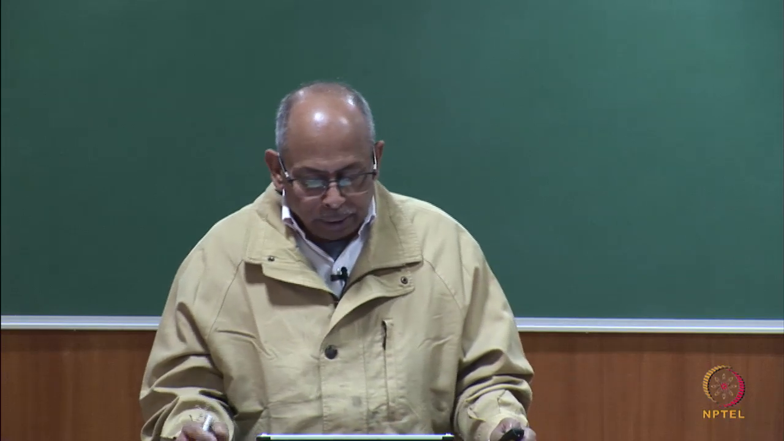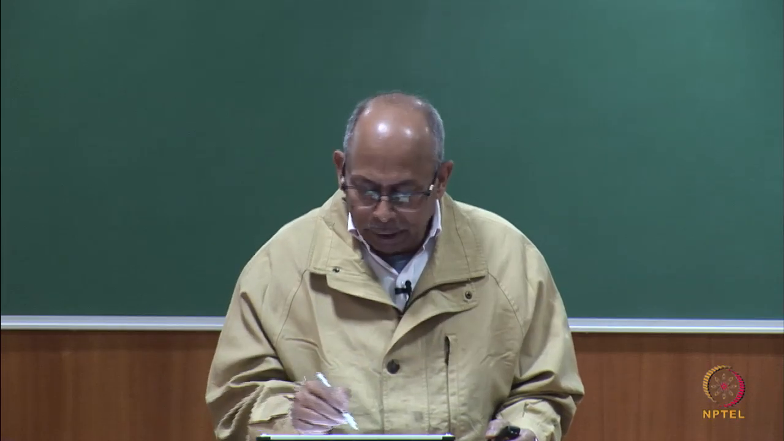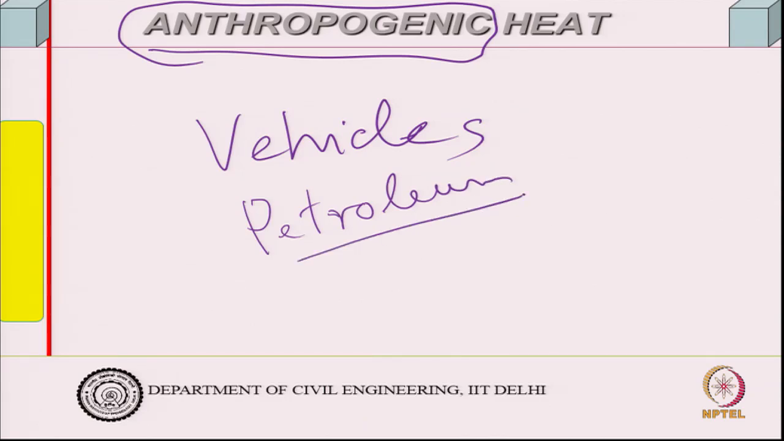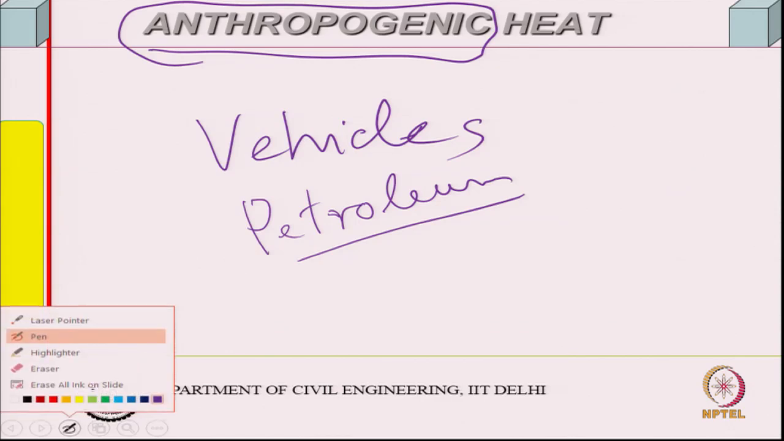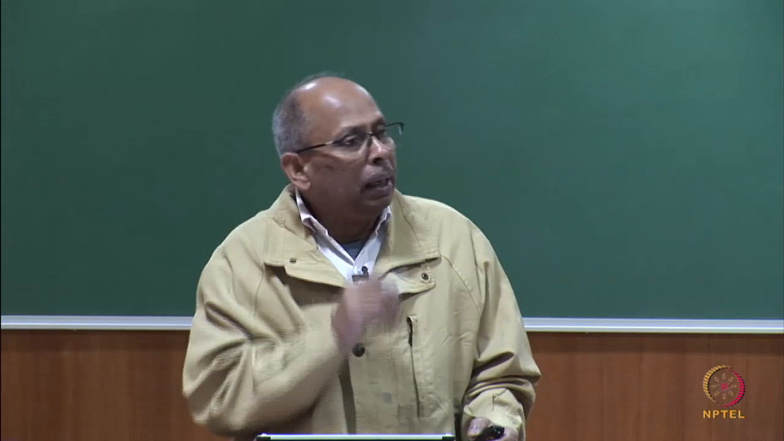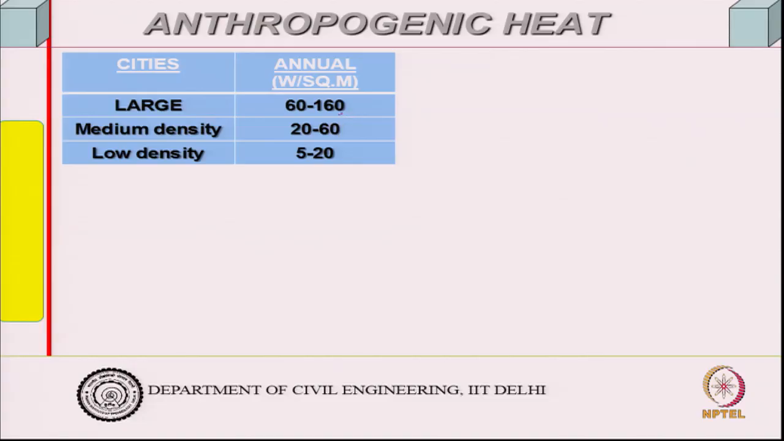Now, one can actually get some idea about this, because we know for each type of fuel, for example petrol, petroleum, diesel or hydrogen, how much energy they generate, the fuel value and so on. I am not interested in giving detail, one can estimate it. But typically large cities have 60 to 160 watt per square meter annually.